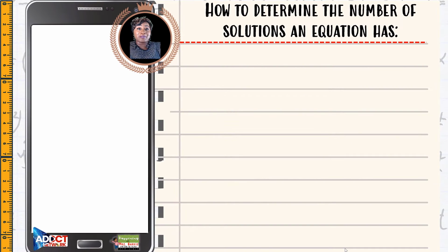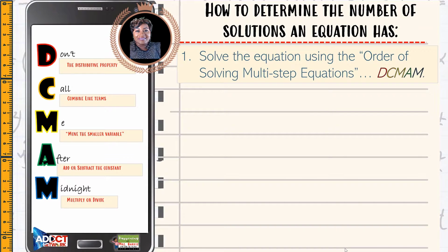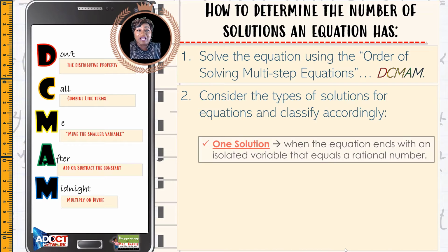How to determine the number of solutions an equation has. Step 1. We will solve the equation using the order of solving multi-step equations, DCMAM. Step 2. We will consider the types of solutions for equations and classify accordingly. And they are as follows.